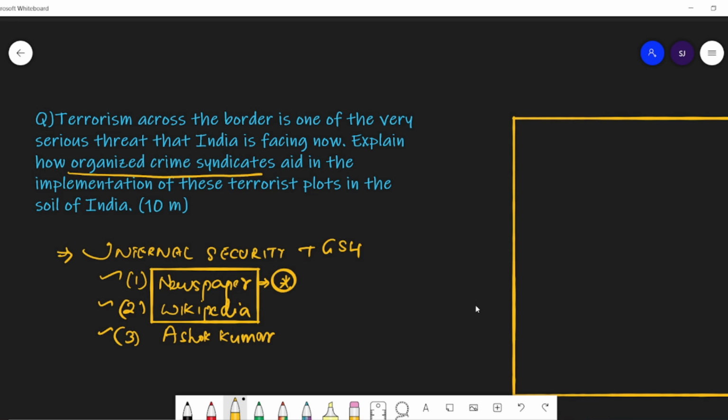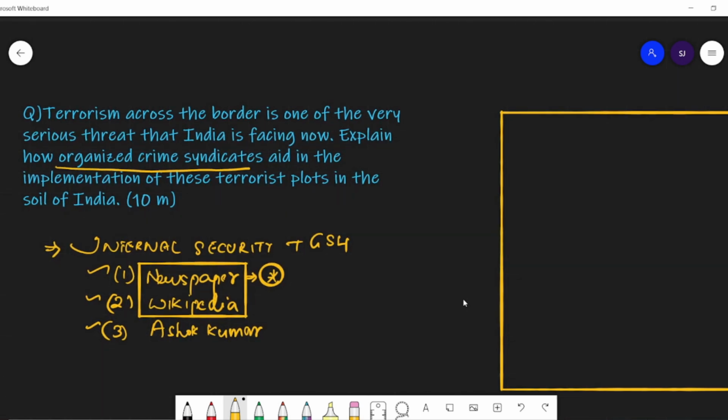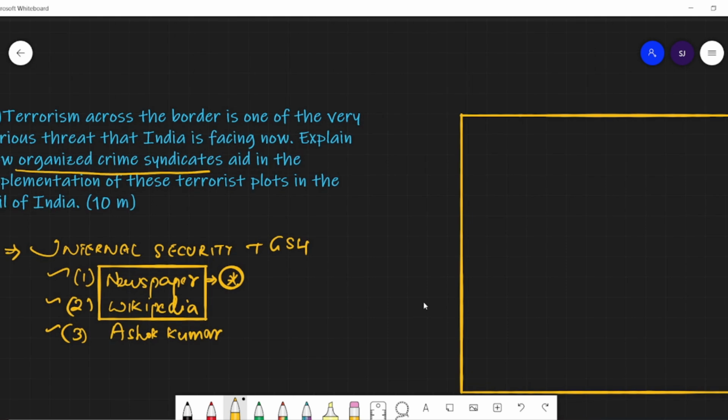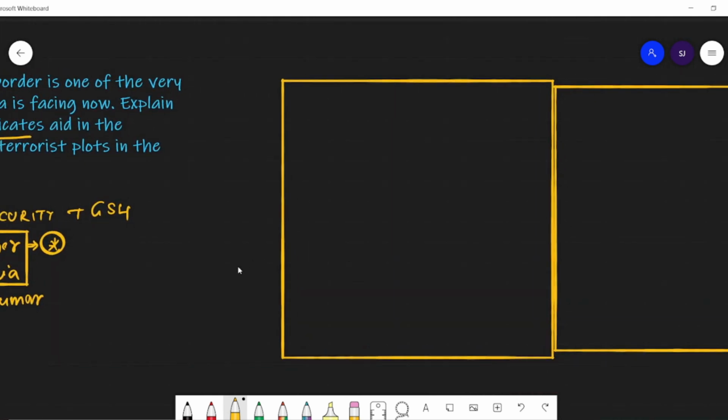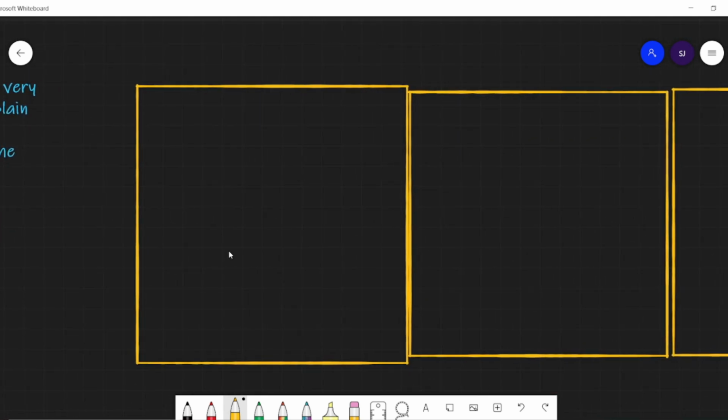For example, here, how do you address this question? This is the most important point. In addressing any question in UPSC, you should have a very framed structure. Here the question talks about terrorism across the border being one of the very serious threats in India, and how crime syndicates help in implementing it.